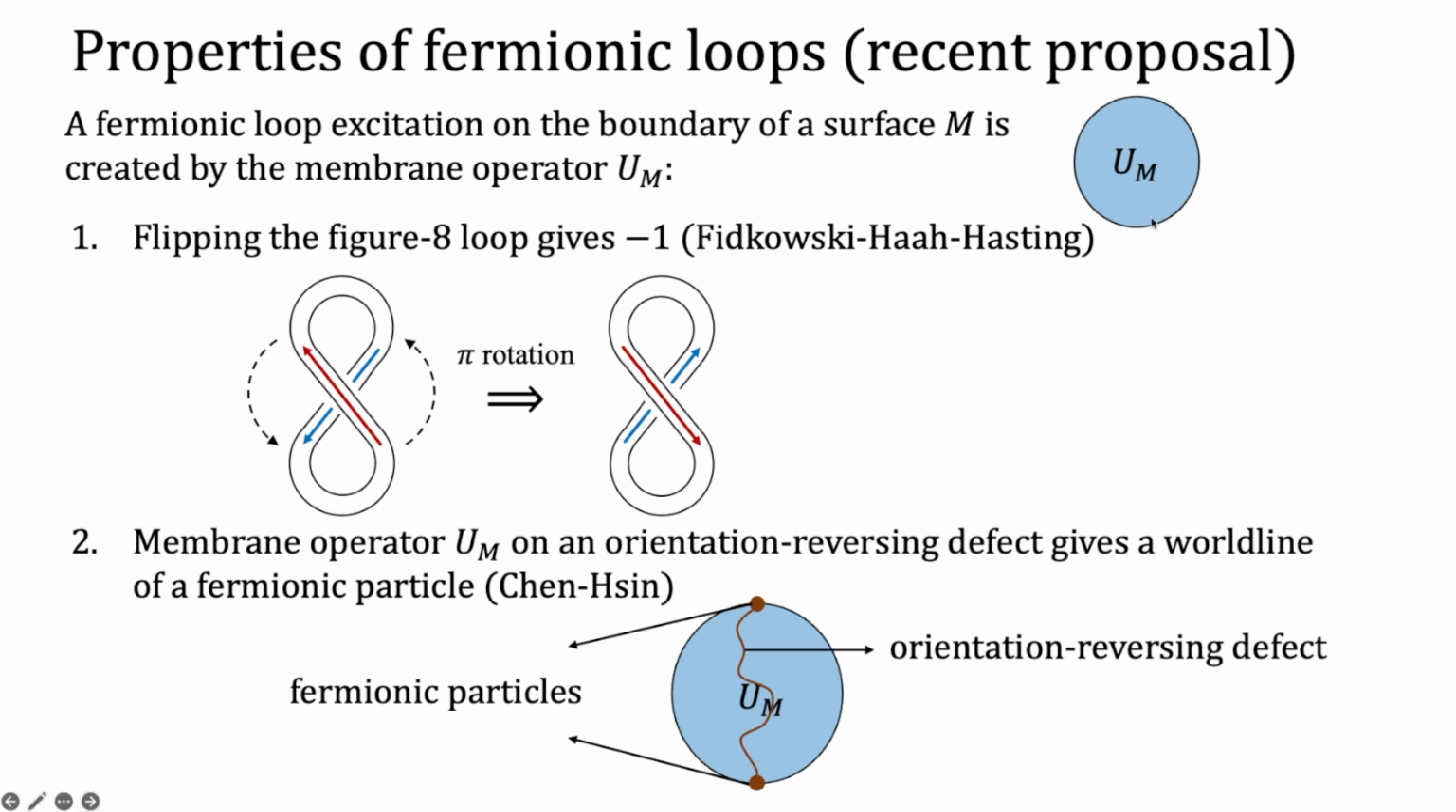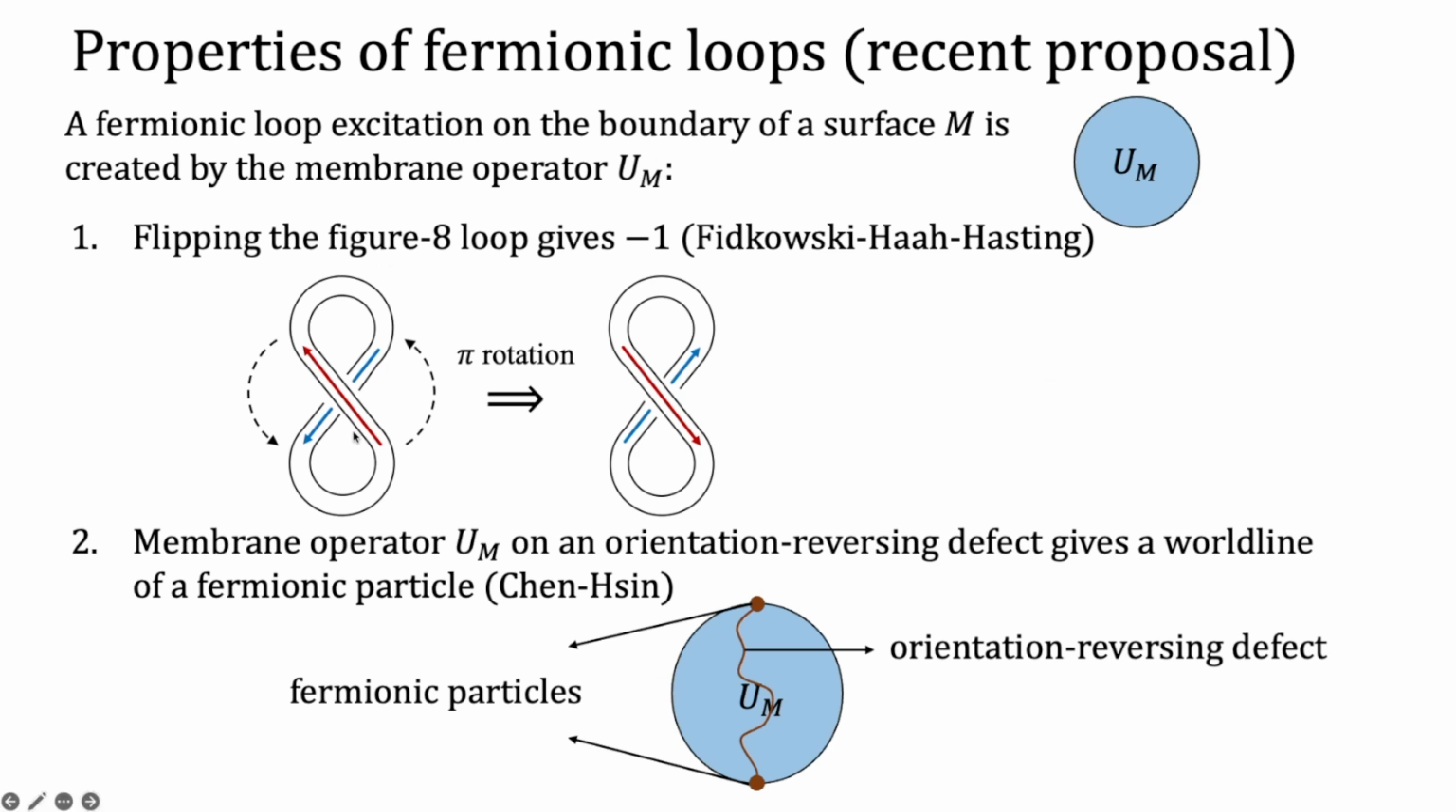Remember, in the particle case, we have a hopping operator. When we apply some operator U, this can move the particle from one position to another. And similarly, in 2D, we have a membrane operator. Let's call it UN. When I apply the membrane operator UN on a membrane, it creates a loop excitation around its boundary. Next, let me give two definitions or two properties of a fermion loop.